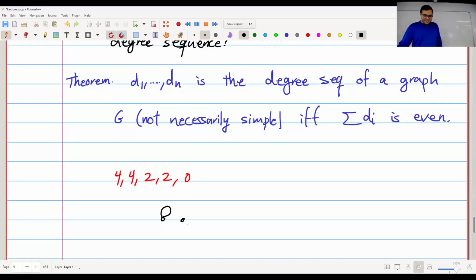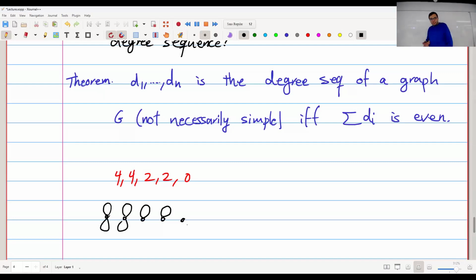Right? So I do the same thing. I need another vertex of degree 2. I need a vertex of degree 4, just add 2 self-loops, and this is 4, and another. So if all of the degrees are even, the problem is very trivial. You can just solve it with loops.